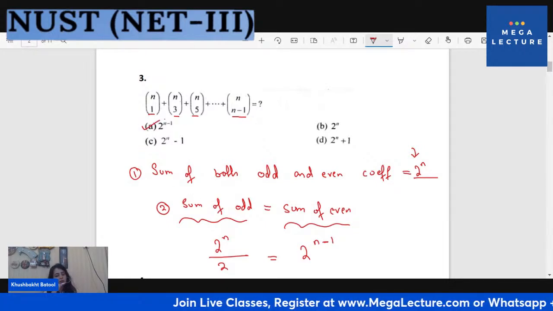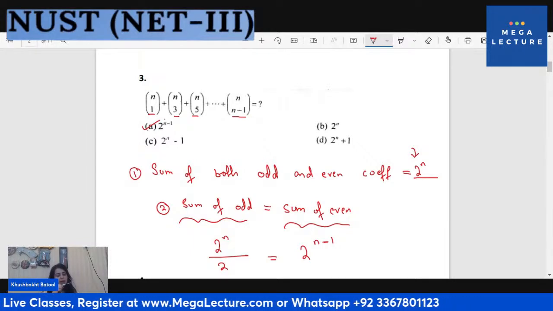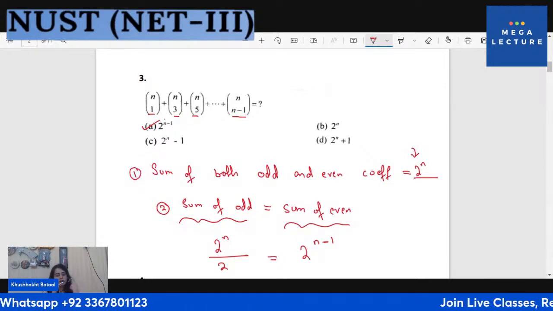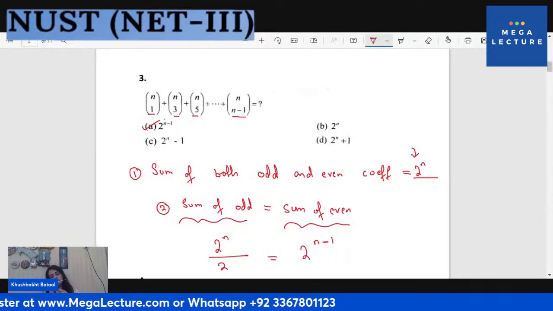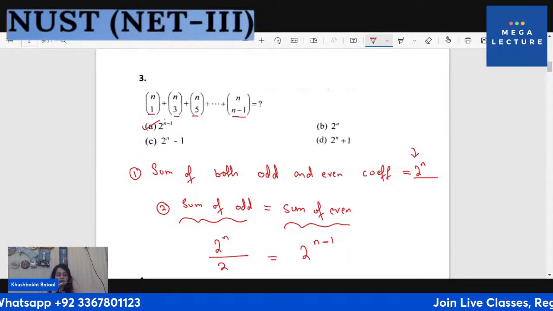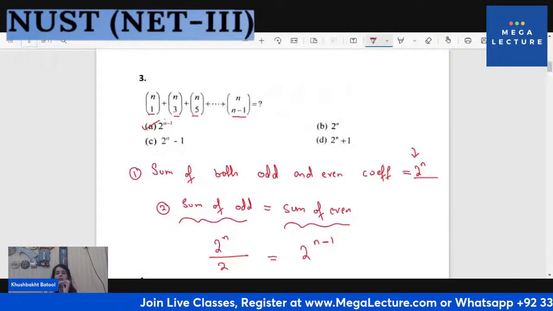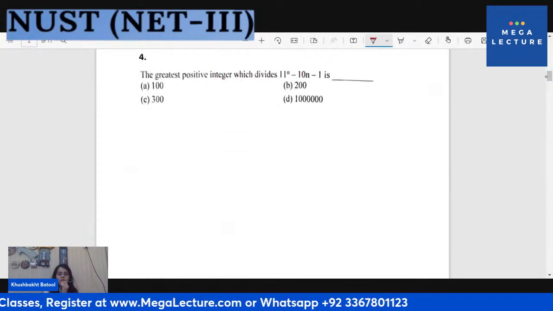Again, for this question, we are using a simple rule, and that rule is whenever you have even coefficients and odd coefficients, the sum of odd coefficients is equal to the sum of even coefficients, so they would be equal. So I can divide the total sum, that is 2n, by 2 to get the answer, and that has given me 2 to the power n minus 1, and that is A. All right, let's talk about the next question then.